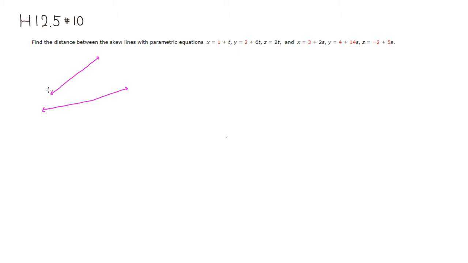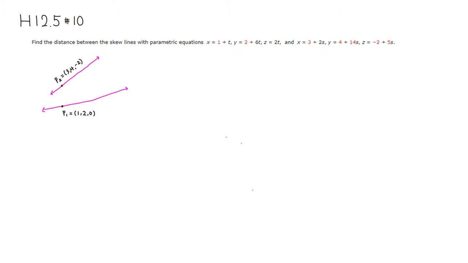For the first line, let's find a point. I'm going to call it P1. Say here is P1, and you just have to find these numbers: 1, 2, and in this case 0. So P1 is (1, 2, 0). Then P2, do the same thing: (3, 4, -2).